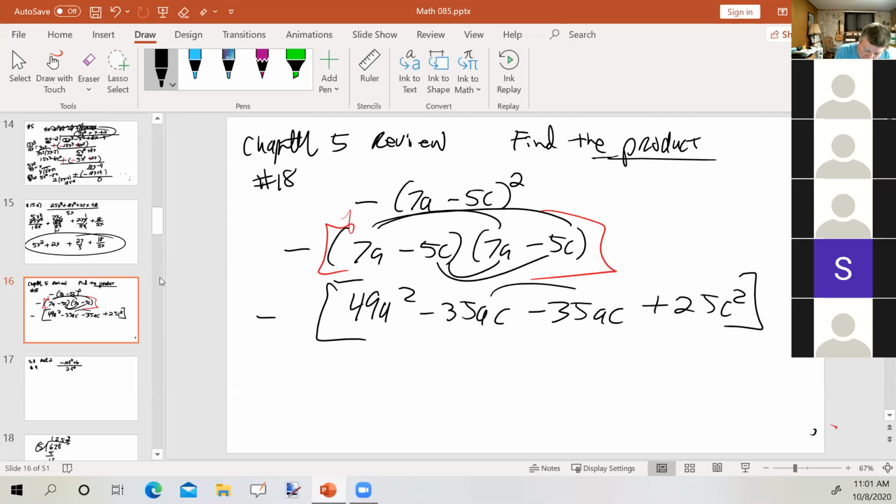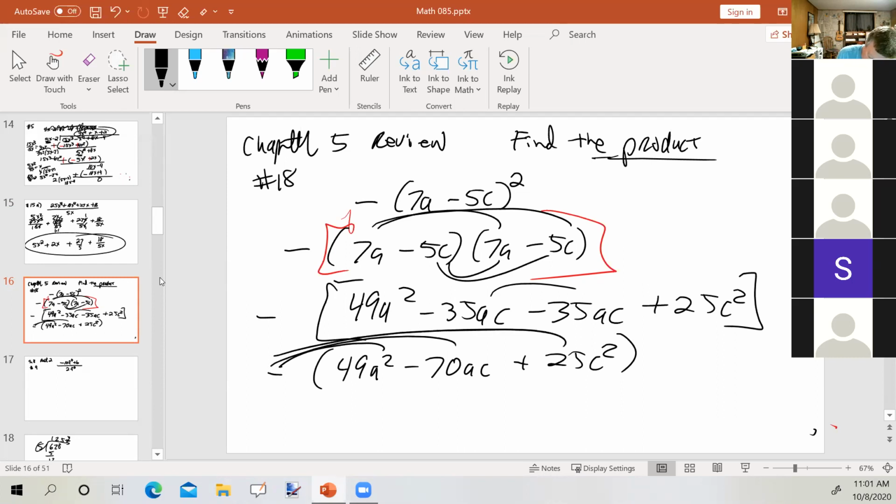Combining like terms inside, I've got 49a squared minus 70ac plus 25c squared. So now I've simplified that multiplication as much as I can. Now I will distribute the subtraction sign out front with a negative sign. So negative 49a squared plus 70ac minus 25c squared.